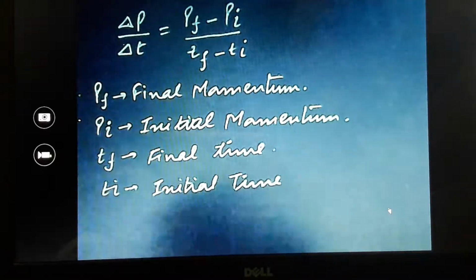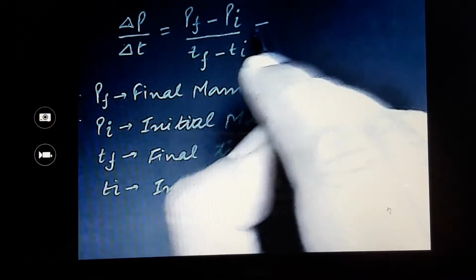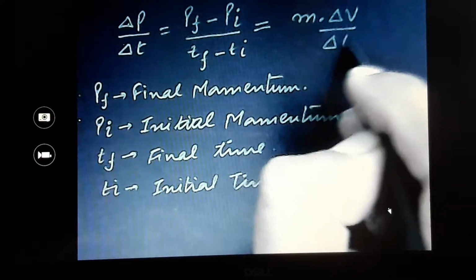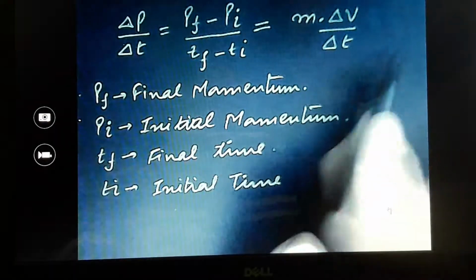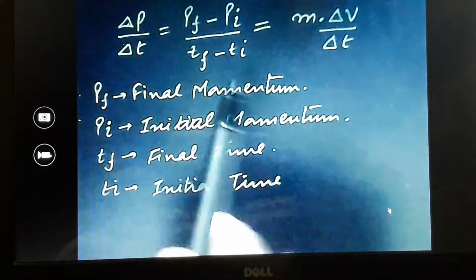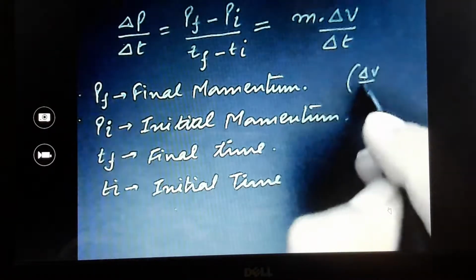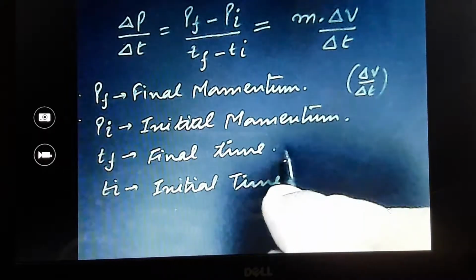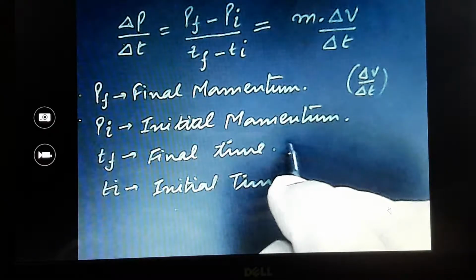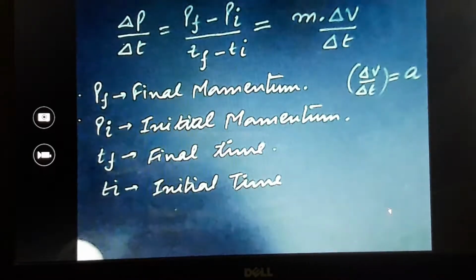Okay, so now if we write it once again, delta p upon delta t can be written as m delta v upon delta t, right? Now delta v is again symbolizing v final minus v initial, upon t final minus t initial. Fine. Now what is this delta v upon delta t actually? Delta v upon delta t is nothing but the rate of change of velocity. And I'm sure you know very well that the rate of change of velocity is always equal to acceleration, right?